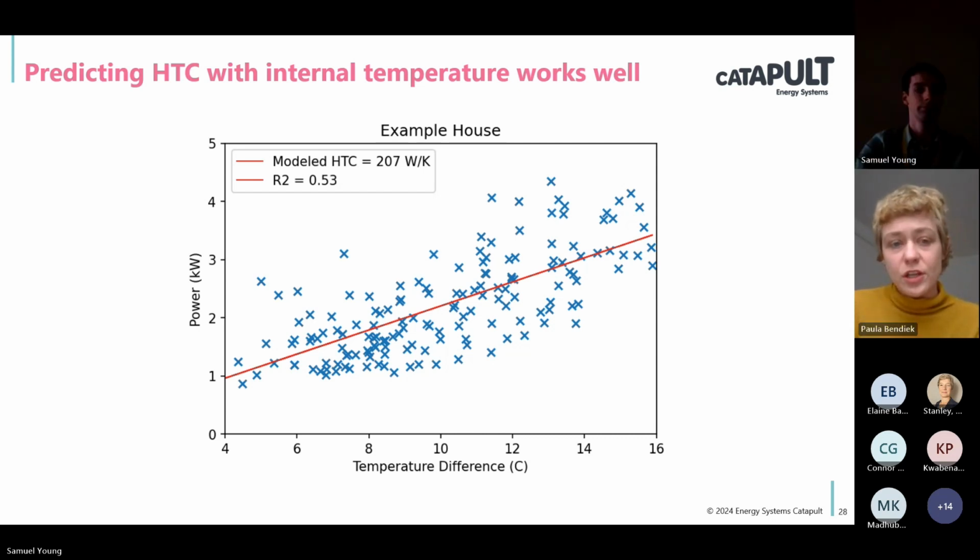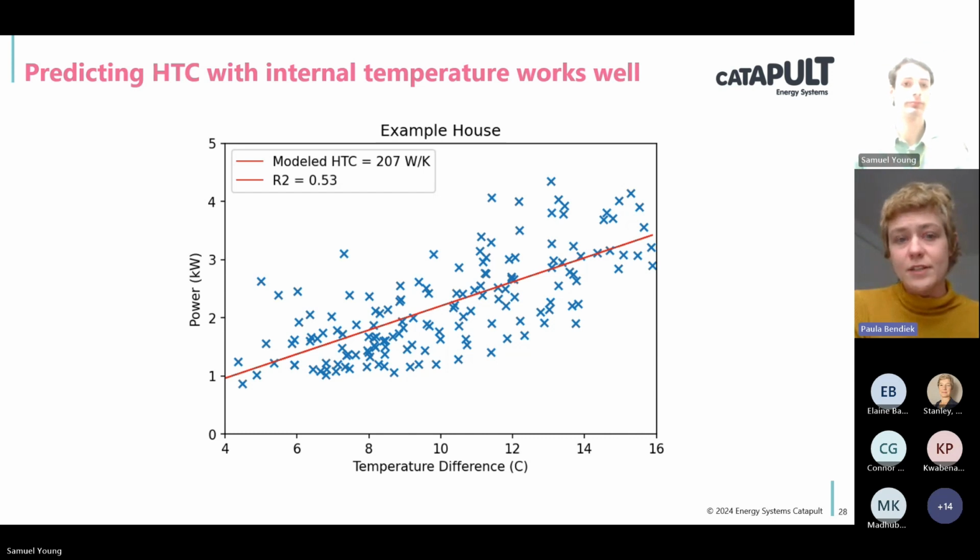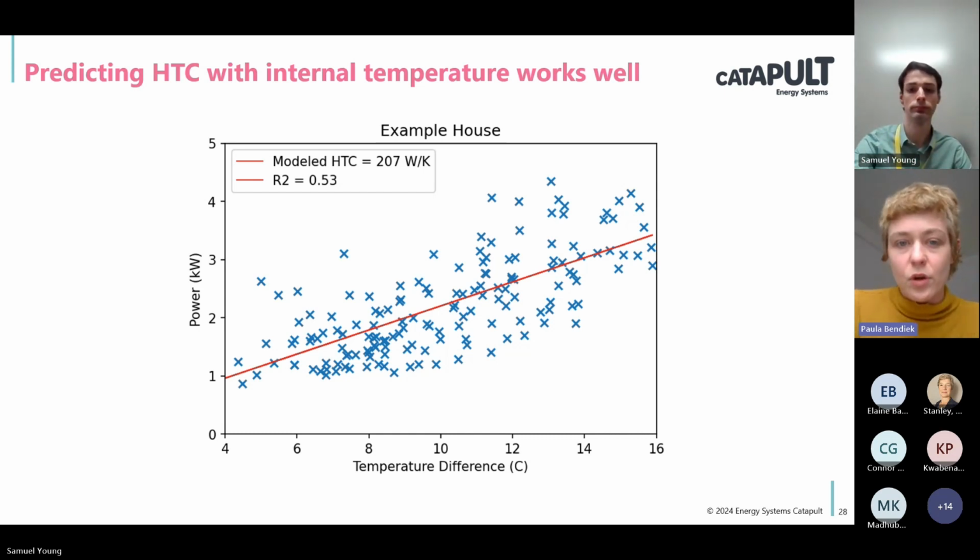In general, if we use the internal temperature, so the difference between internal and external temperature, we get relatively good results. They're quite reliable across all the houses, and we get high R-square values for all the houses as well. However, pre-retrofit, we don't actually have the internal temperature.